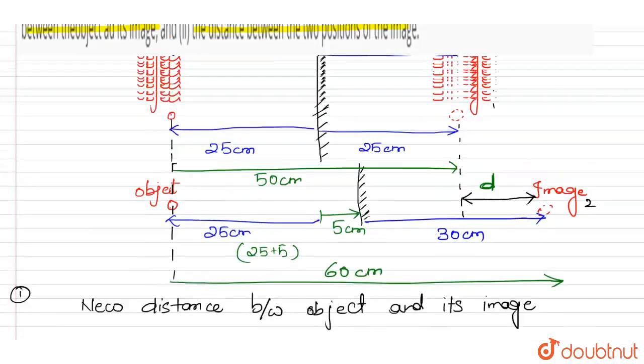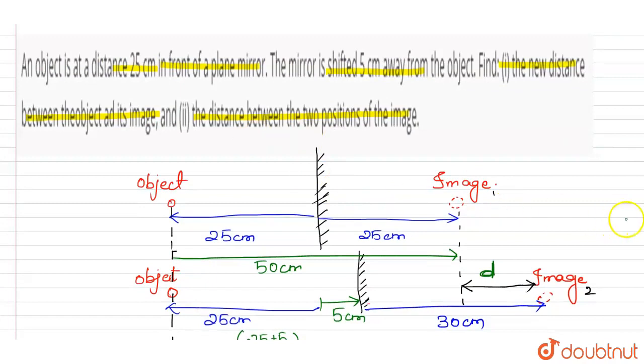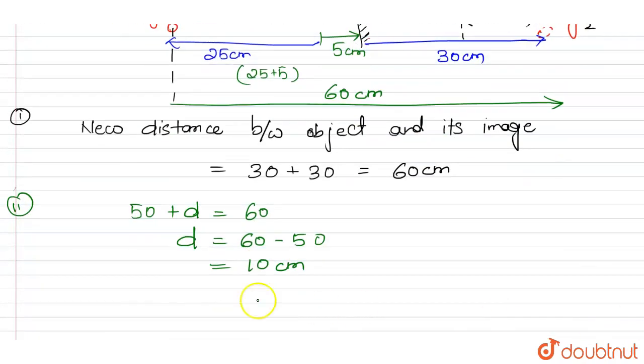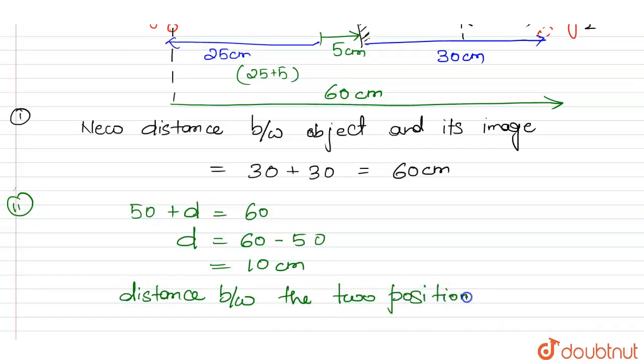So the distance between the two positions of the image is 10 centimeter. So this is our answer.